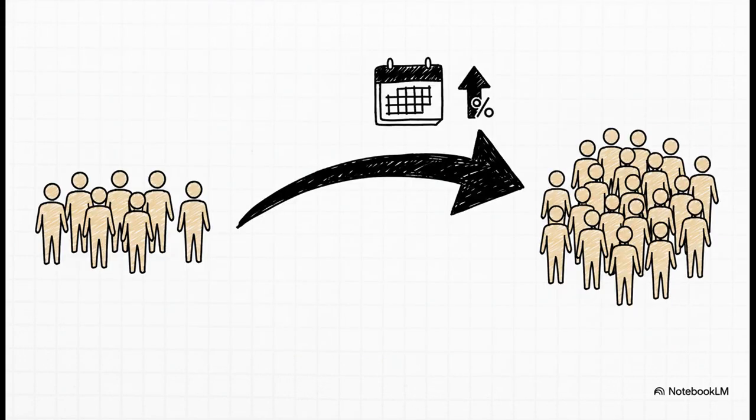So let's test that master key on a totally new problem. A population of 25,000 people is increasing by 4% a year. What's the population in 13 years? Well, it's just the starting amount, 25,000, times our growth multiplier, 1.04, to the power of 13. See? It's the exact same formula, just in a completely different context.